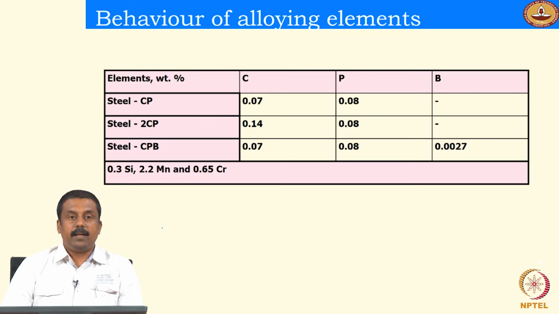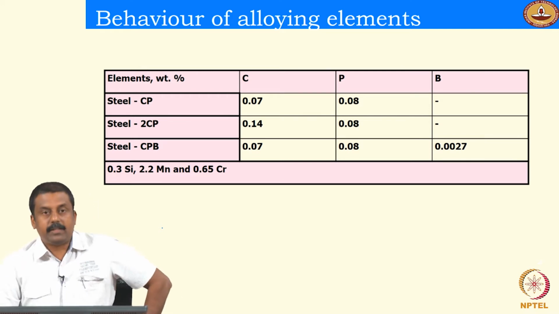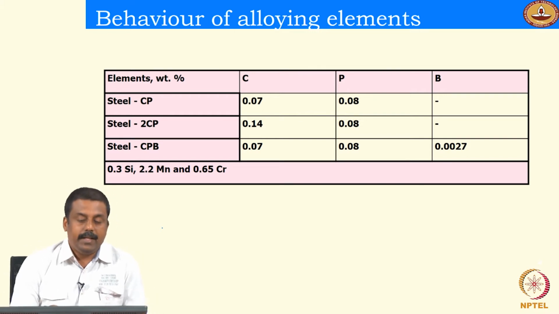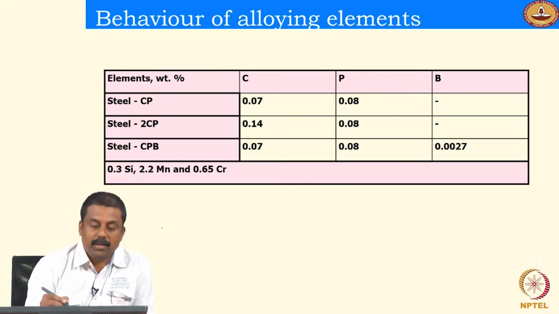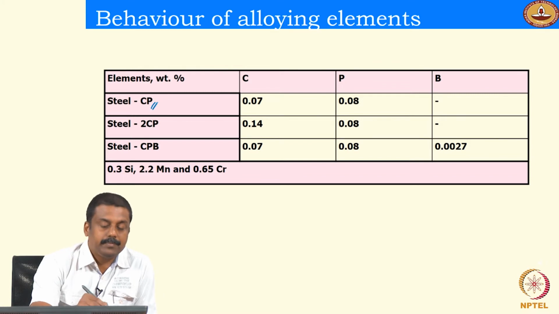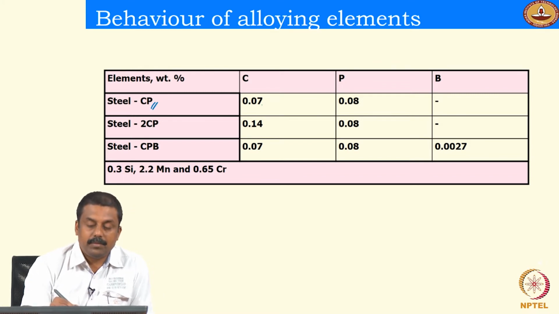So if we consider an example case in advanced high strength steel where we have three chemistries, say for example steel 1, which is known as steel CP. It has a carbon concentration of 0.07 and phosphorus of 0.08.